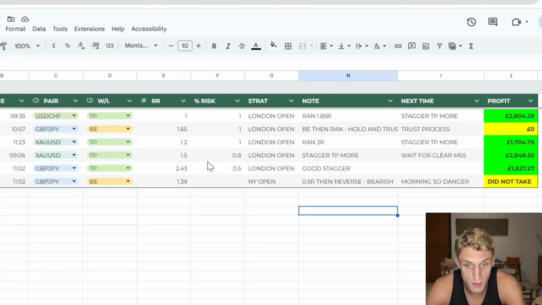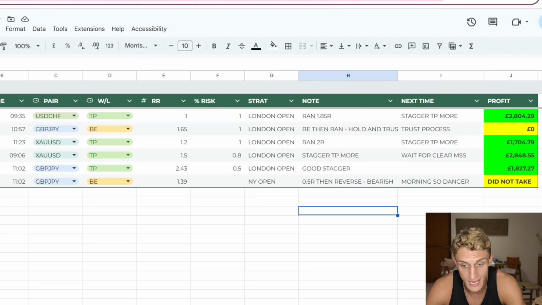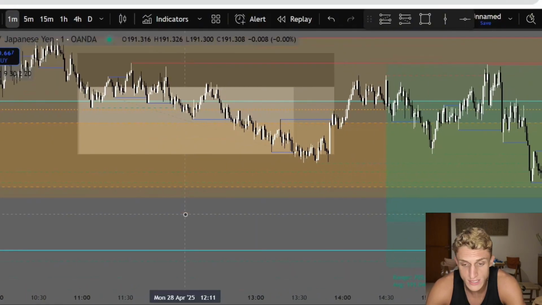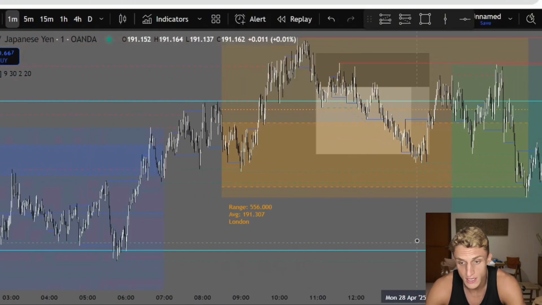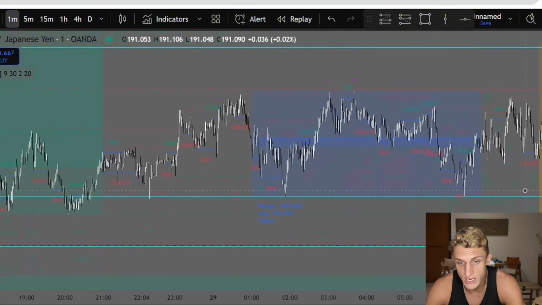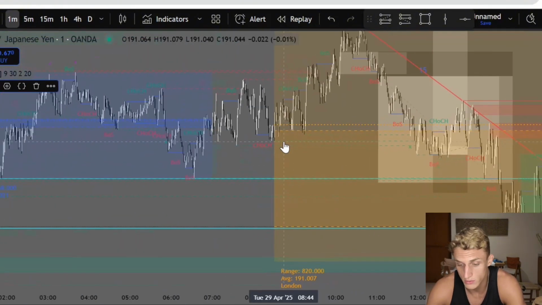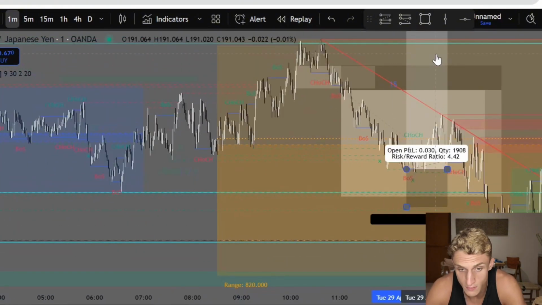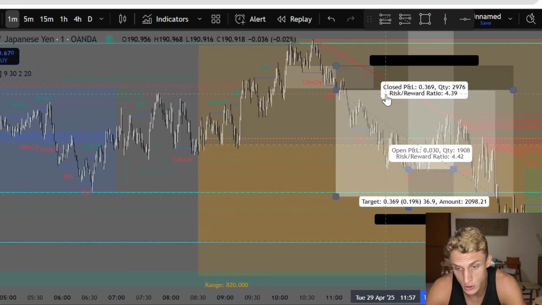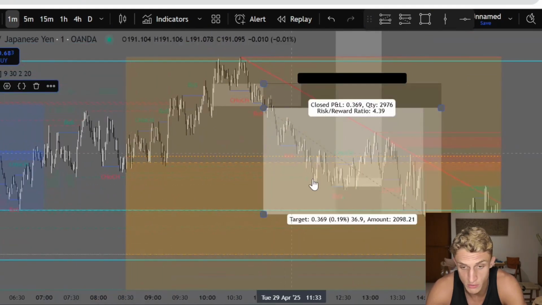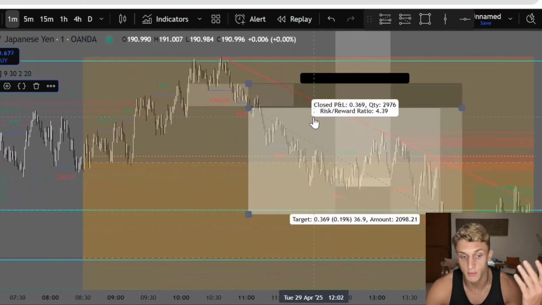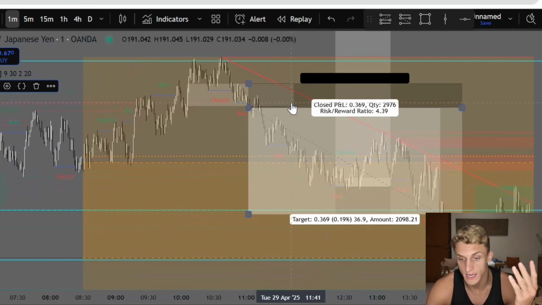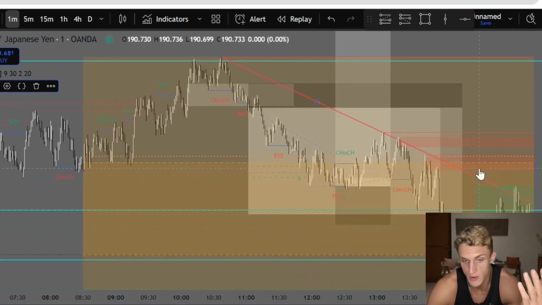And then 2 back-to-back on GJ. You'll notice that I only trade 3 currency pairs. This works on a lot of different ones, however we just stick to really what we know. For this one, sweep the high, took a short, ended up running 4.39, and we ended up aiming for that Asia low. It hit it, and then it's hit even further down.